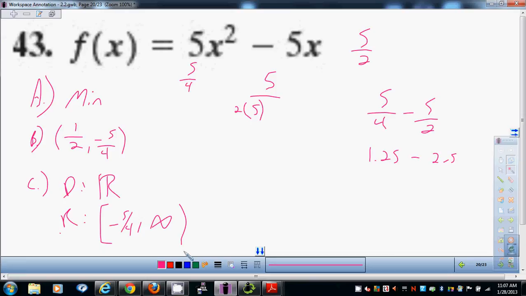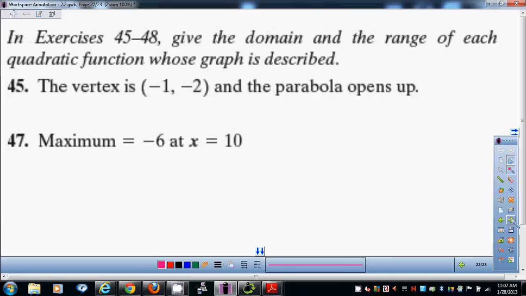45. The vertex is and the parabola opens up. So, if it opens up, that means we had a what originally? We had a minimum. It says give the domain and range. So if we had a minimum, then our domain's automatically going to be. But if we had a min, that means our range is what? Very good. Whoever y'all's algebra and trig teacher was, if you had that class, did a really good job.